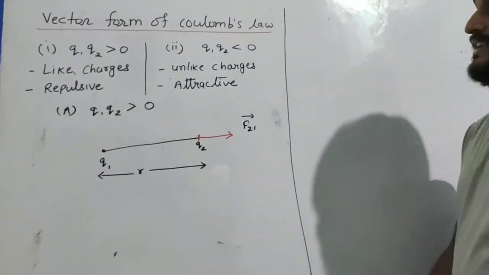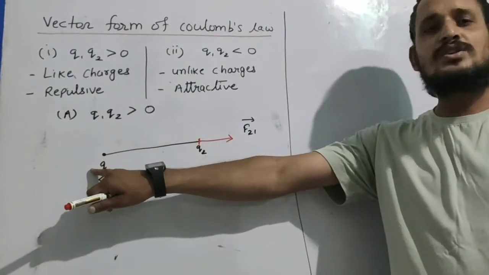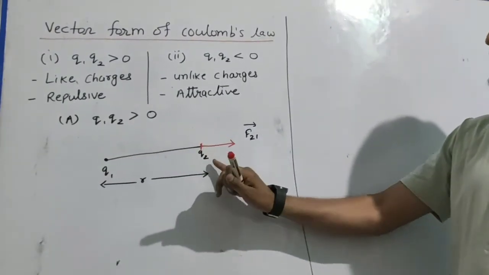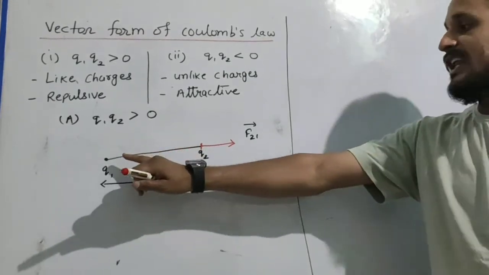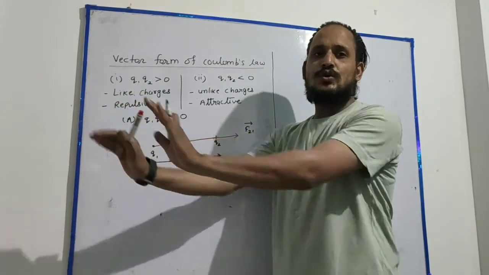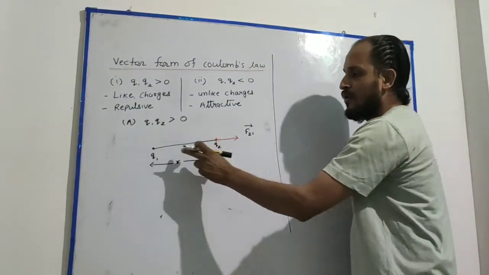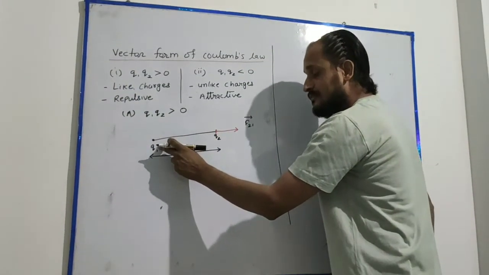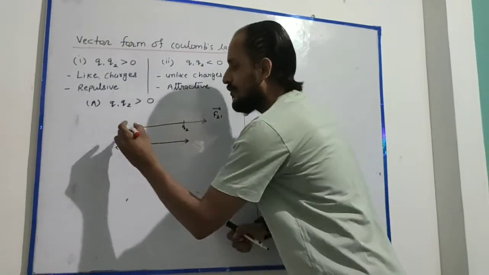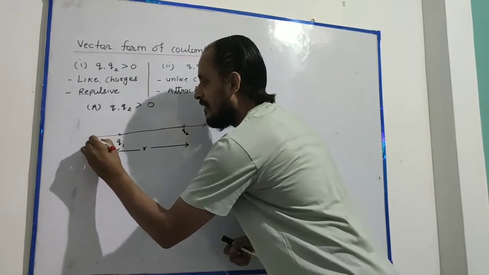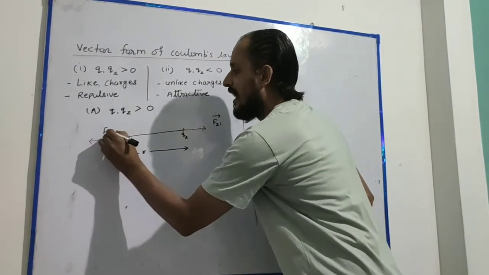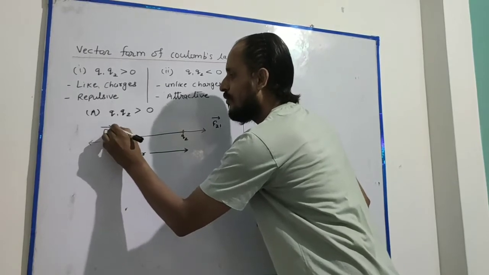Now, what is the direction of force on charge Q1 due to charge Q2? This charge Q2 will repel charge Q1. So direction of force on charge 1 due to charge 2 would be outward. And we can mention it as F12 vector.